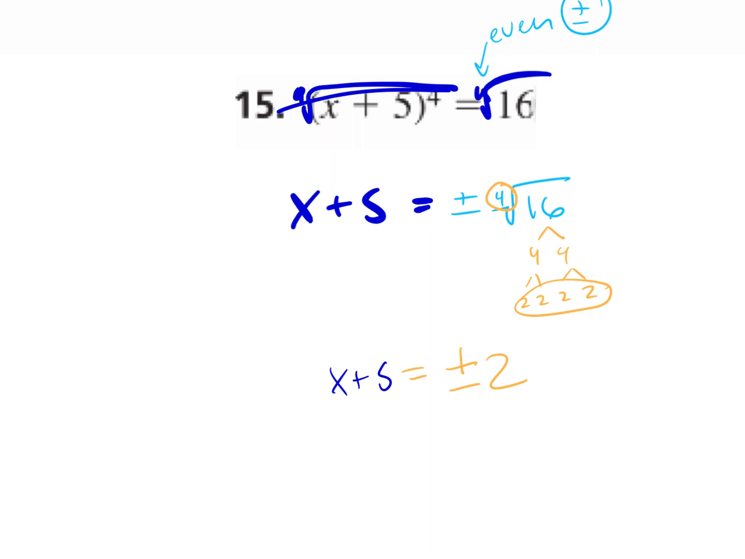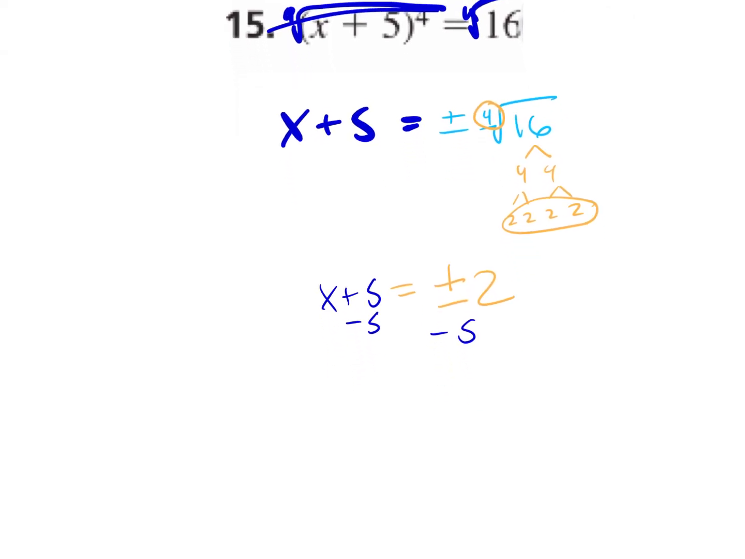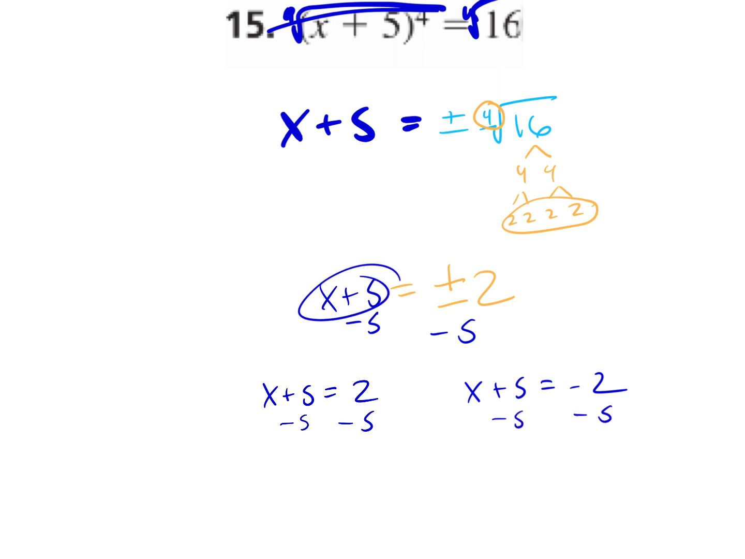Now what would I have to do next? Subtract 5. Can I combine the 2 with the 5? Yeah, they're like terms. But it's a positive 2 and a negative 2, so we just have to do it separately. So if you want to, split it up into two different equations. x plus 5 is equal to positive 2, and x plus 5 is equal to negative 2. Subtract 5 on both sides, because that's what it was here. Then we subtract 5. I just kind of went back a step to rewrite it.